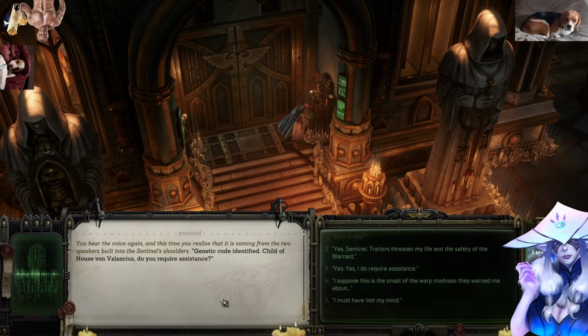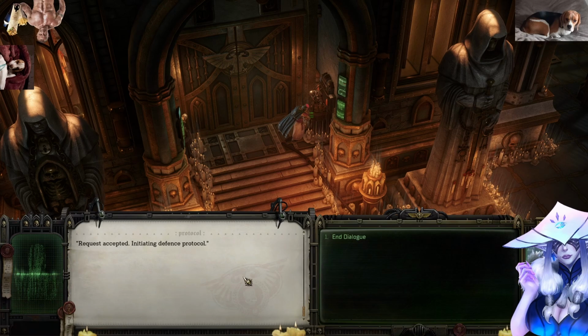Who is this? Genetic code identified. Child of House von Valancius. Do you require assistance? You hear the voice again, and this time you realize that it's coming from the two speakers built into the Sentinel's shoulders. Yes, Sentinel, try to threaten my life and the safety of the warrant. Request accepted. Initiating defense protocol.